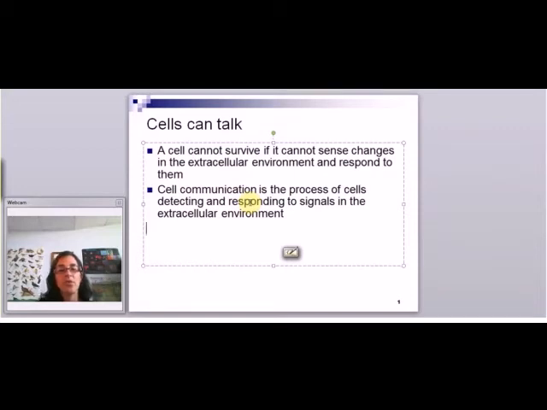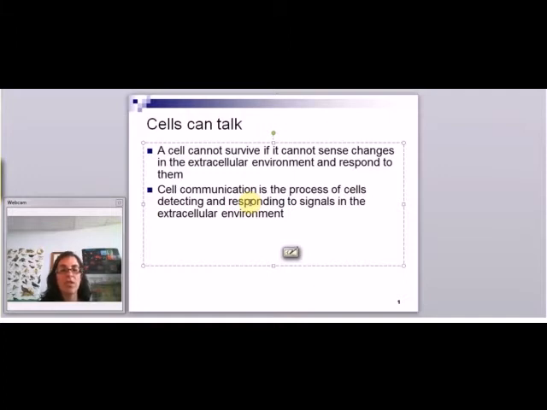And this is really important for organisms, whether it's a unicellular organism like yeast that wants to know how much food there is in the environment, or whether it's an organism more like ourselves that are multicellular and need to coordinate what the different cells are doing in the organism.